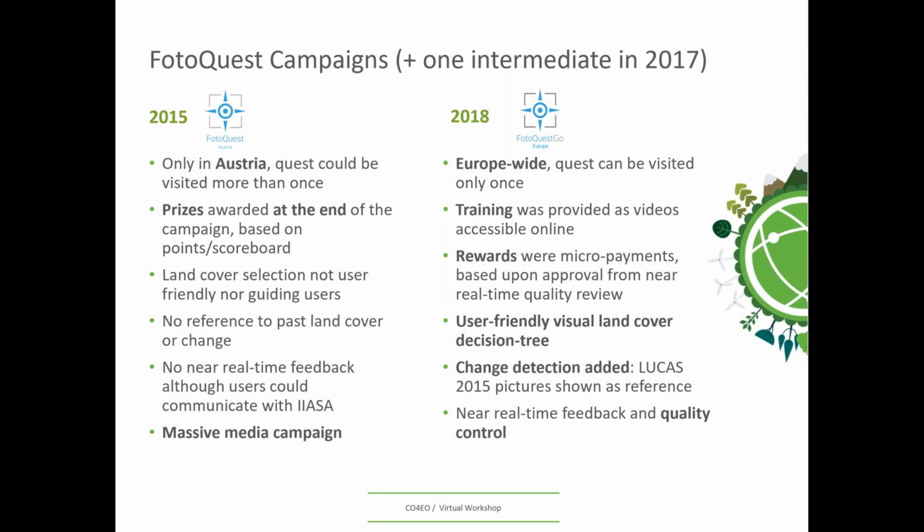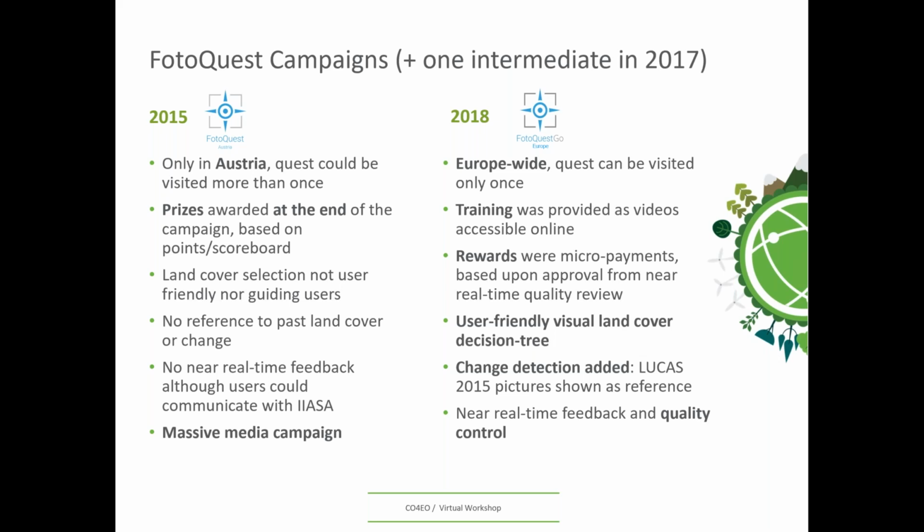There was no near real-time feedback system, which I'll explain what that is in a minute. But they could communicate with us, so they could ask us questions. And we launched this through a massive media campaign. Then in 2017, we did an intermediate campaign, already taking on board lots of changes. And in 2018, we expanded this to EU countries.